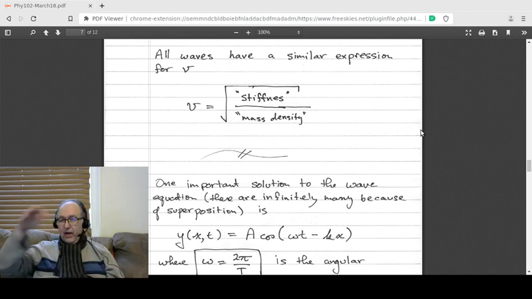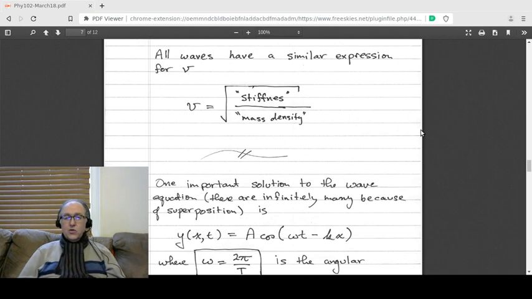You could do this on water waves on the surface, and all sorts of waves. You can even do it for electromagnetic waves, in which case you're looking at the permeability and the permittivity of free space. These are quantities which I'll talk about towards the very end of the course when we do electromagnetism.